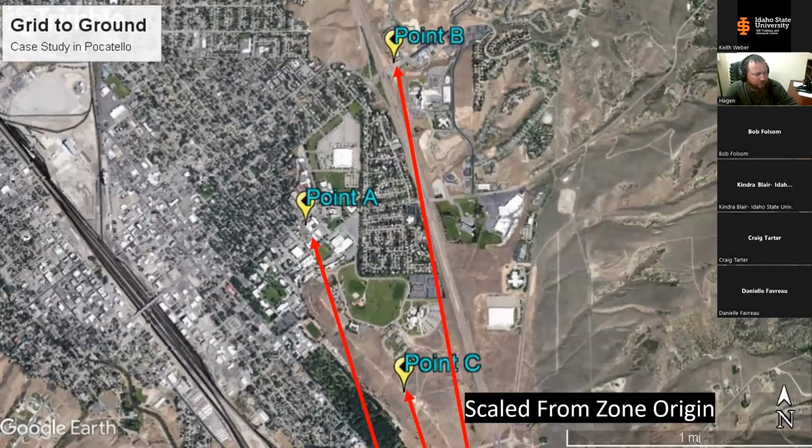In example 2, the surveyor is scaling from the zone origin. In Pocatello, the zone origin is south and east of the ISU campus. So when the surveyor scales here, just think to yourself, which direction are the coordinates going to shift? You may think that coming from point A, moving south and east to the zone origin, the coordinates will shift south and east, but that's actually not correct.